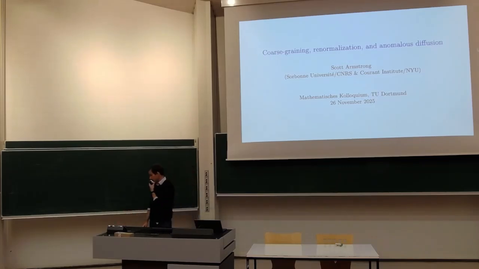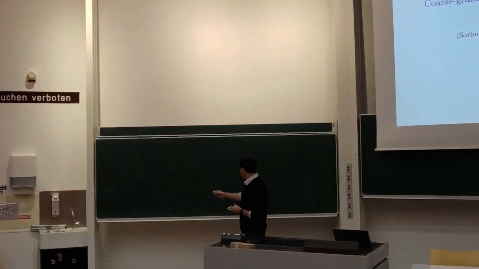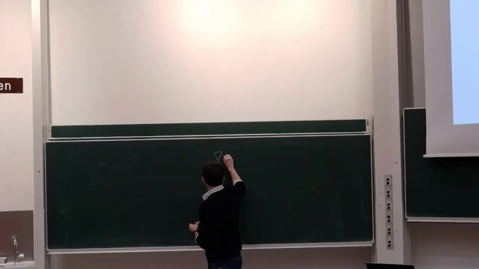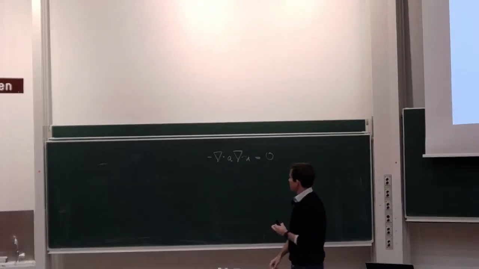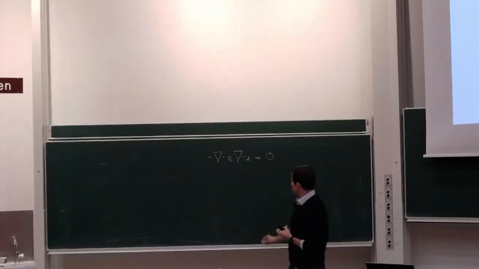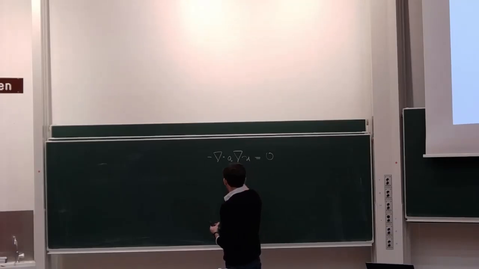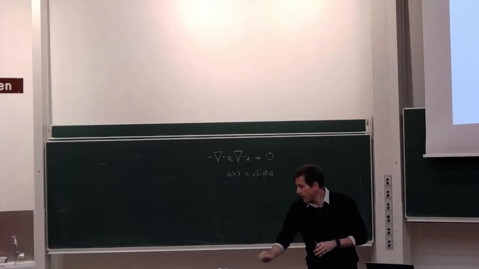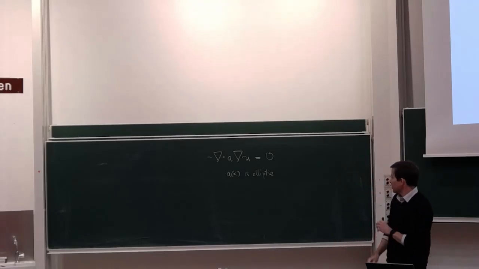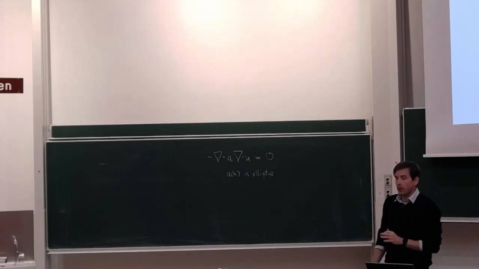So the thing we've been doing for a while is to try to understand, just for an elliptic operator like this, I have an elliptic equation like that, divergence A grad U equals 0, where A is somehow elliptic, which means its eigenvalues are positive and bounded. I want to understand what this equation is doing on large scales.